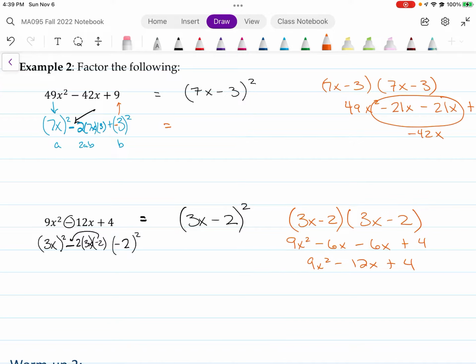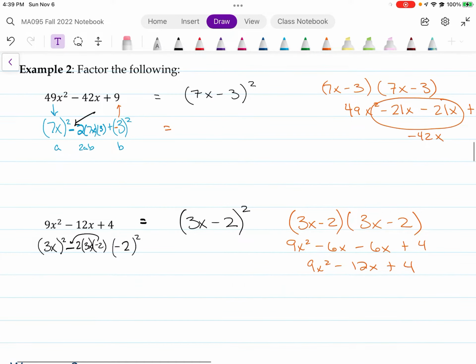All right, so what you want to be looking at here, now that we've done a few of these, is what is the square root of this whole thing right here? Square root of 9 is 3, square root of x squared is x. What is the square root of the last term? It's 4. If there is a minus here, then you know there's going to be a minus in between the two numbers over here.